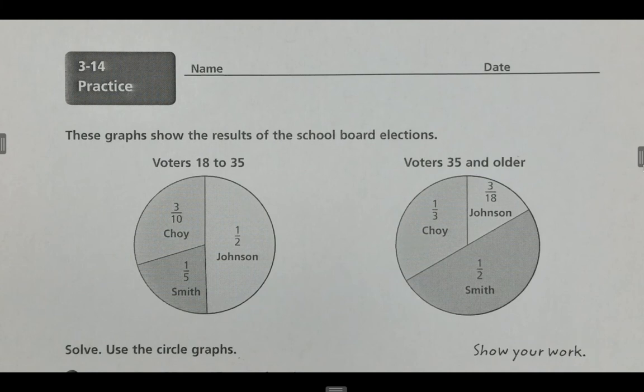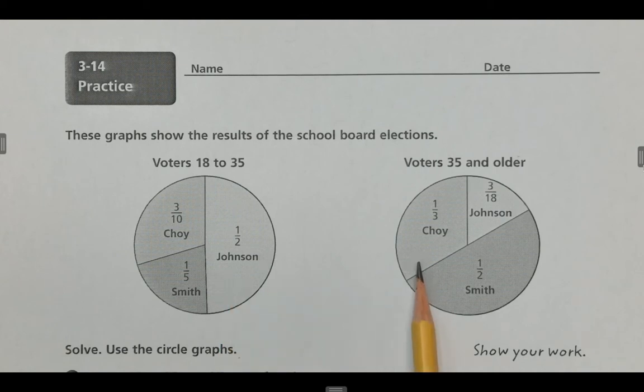Lesson 314, Pie Charts and Multiplying and Dividing Fractions. In this unit, of course, we focused on the skills and steps of multiplying and dividing fractions. And in this lesson, we're going to look at some scenarios where we're applying those skills to data that's being represented in the form of pie charts. Let's take a look at this example here.